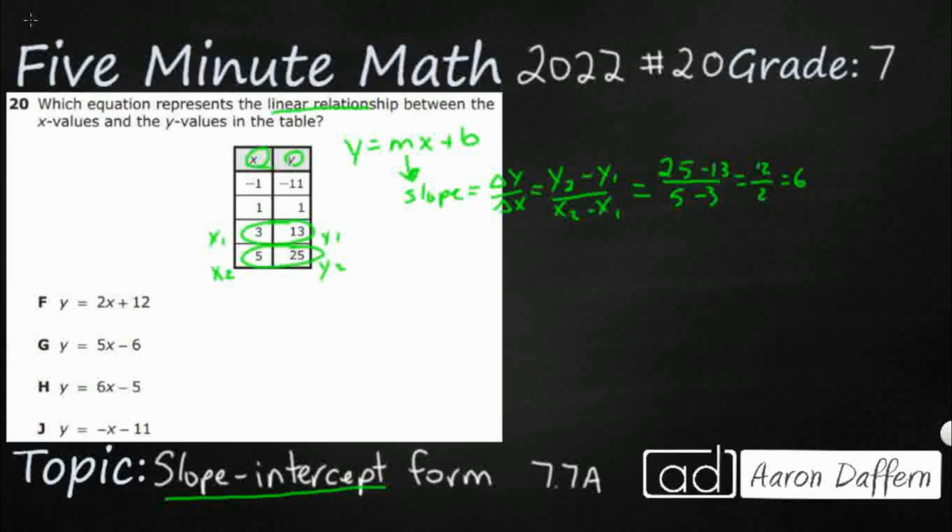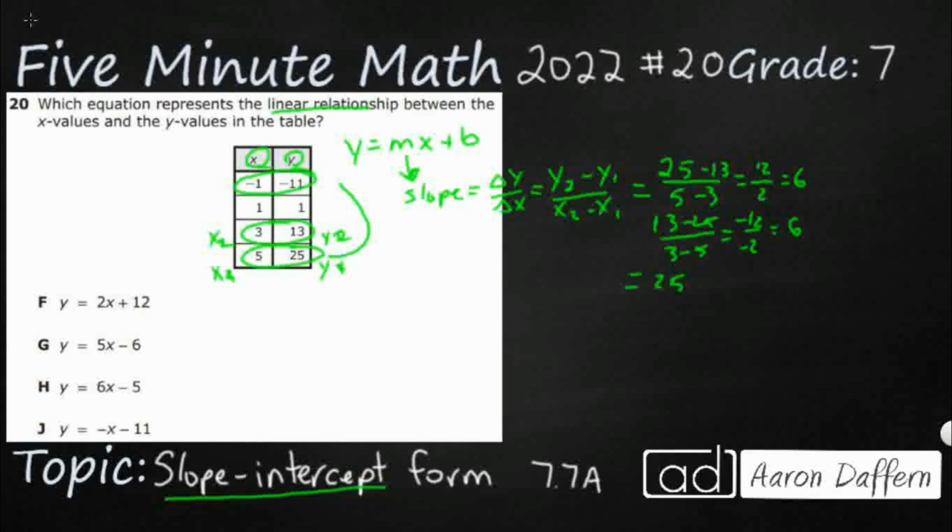Now what would have happened if I would have made this my y2 and that my y1, my x2, my x1? Well, guess what? You just would have gotten 13 minus 25 and 3 minus 5, so you would have gotten negative 12 over negative 2. Negative and negative cancel each other out, so you still would have gotten 6. Now what happens if I were to make this 25 and 1 and this negative 11 negative 1? We'll see it's going to do the same thing.